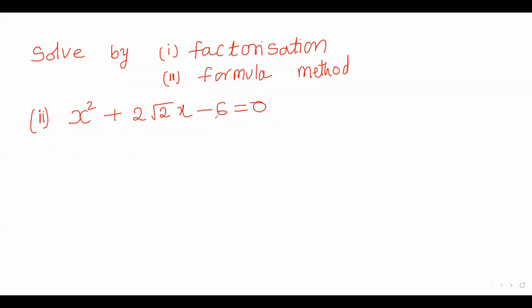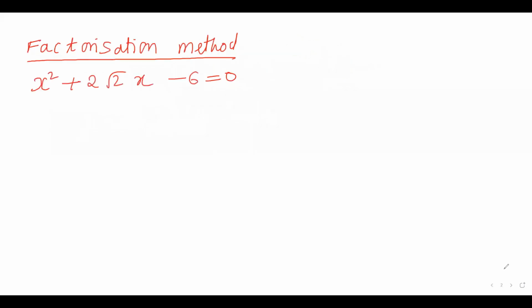Solve the quadratic equation by factorization method and formula method. The given quadratic equation is x square plus 2 root 2x minus 6 is equal to 0. Let us do factorization method first. As usual, you should multiply the first and last term.